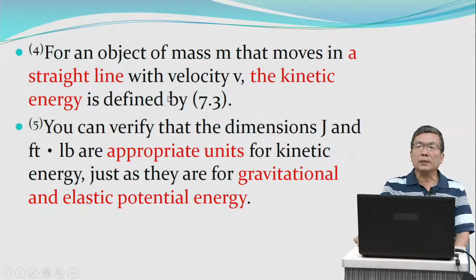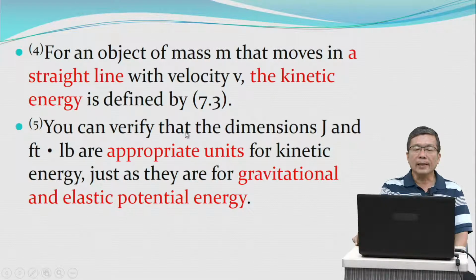For an object of mass m that moves in a straight line with velocity v, the kinetic energy is defined by equation 7.3. You can verify that the dimensions joule and foot-pound are appropriate units for kinetic energy, just as they are for gravitational and elastic potential energy.